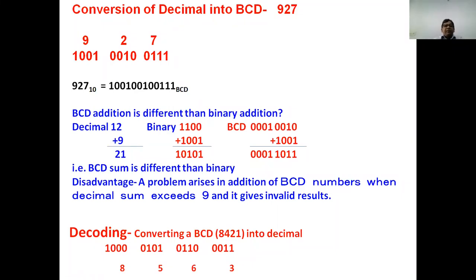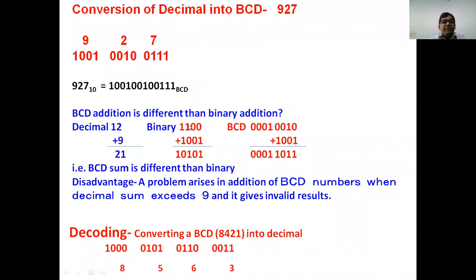Similarly, in the case of BCD addition, it is again different from the binary addition. How? We can see from this example. Suppose this is decimal 12 plus 9, that is 21. This 12 can be written in binary as 1100 plus 9, that is 1001, and it will become 10101, which is 21. But what about BCD?